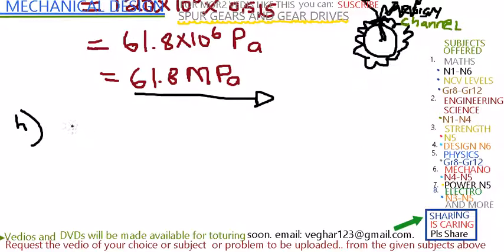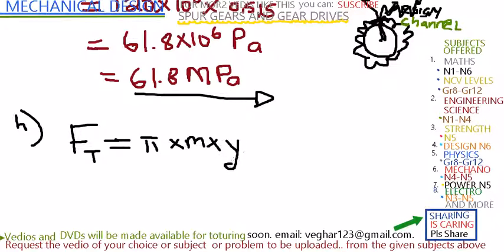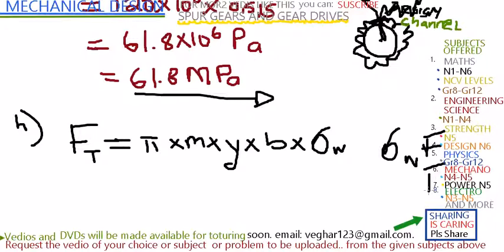So we'll have something like tangential force. We'll have to use the Lewis formula, which talks about pi multiplied by m, multiplied by the factor, and then multiplied by b, and then multiplied by the stress. So when you check this equation, it's similar to force over area. The equation of stress is like this. So somewhere there's an error.